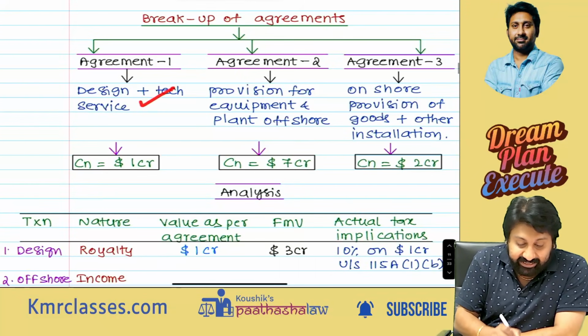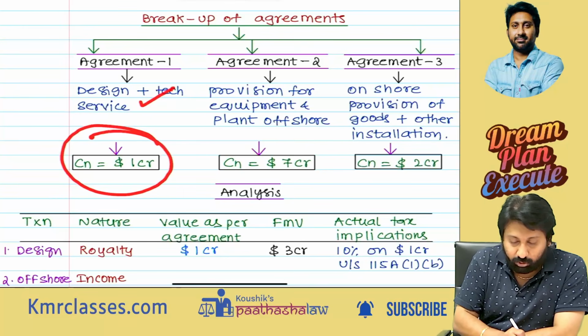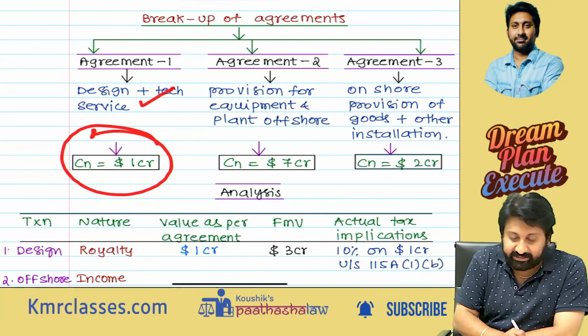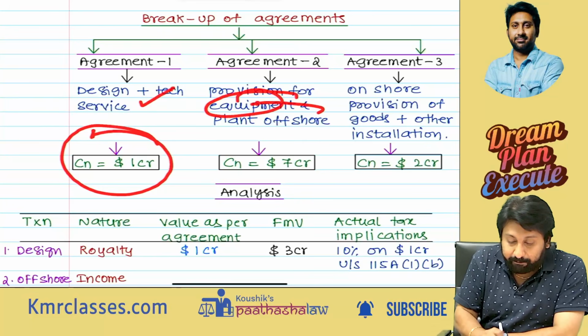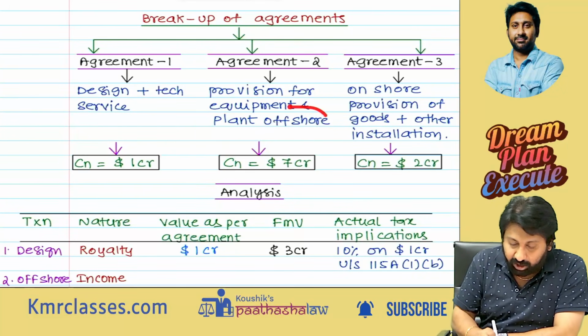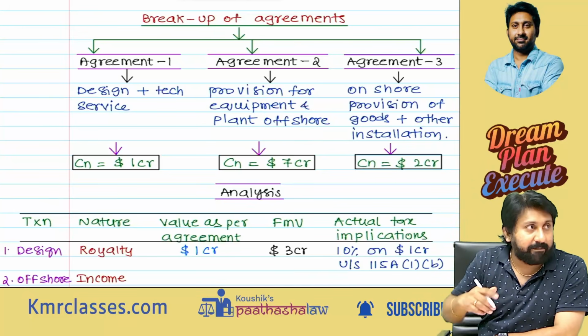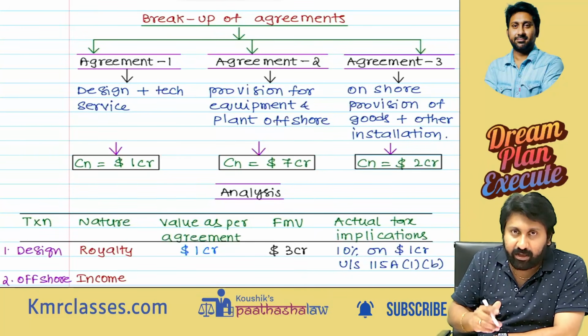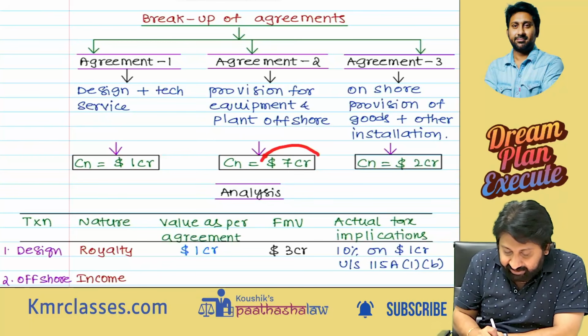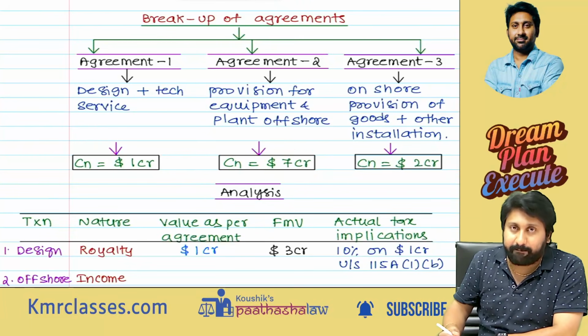For a design and technical service, we will pay 1 crore. And for providing equipment and plant offshore, for the project there itself, they will provide the plant and equipment, everything. Asset is outside India, income also they will earn outside India. 7 crore we will pay in that way.